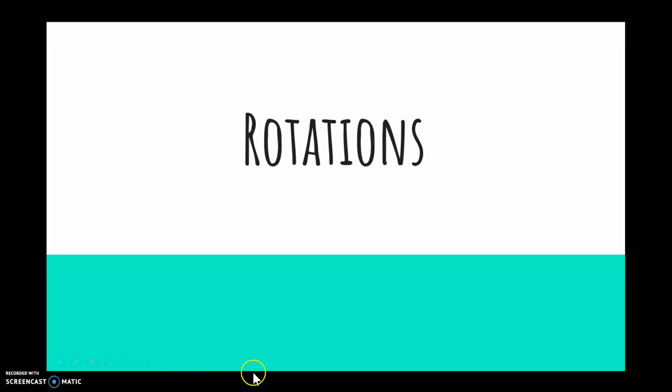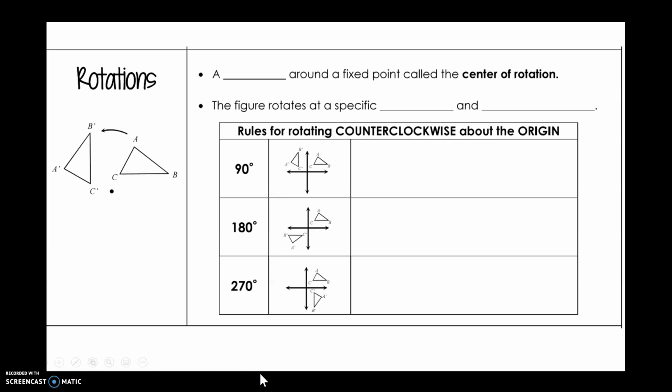Hey guys, I'm going to go over rotations, and this is about the origin, just the origin. So I want to look at my rules here. I want to go 90 degrees counterclockwise. If I'm going to do that, I'm starting with x, y, and that's going to give me negative y, x. So I'm going to flip my x and y value, keep my x the same, and then do the opposite to my y. If I'm going to do a 180 degree counterclockwise turn, that means x, y is going to go to negative x, negative y.